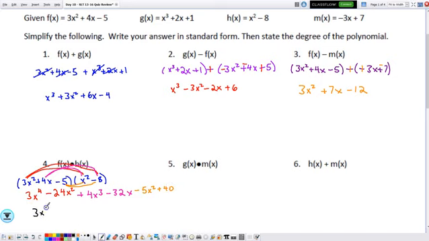I've got 3x to the fourth. I've got 4x cubed. I've got negative 29x squared. As a reminder, when we combine like terms, we're literally just collecting how many x squareds we have. The square does not change. And then minus 32x plus 40.